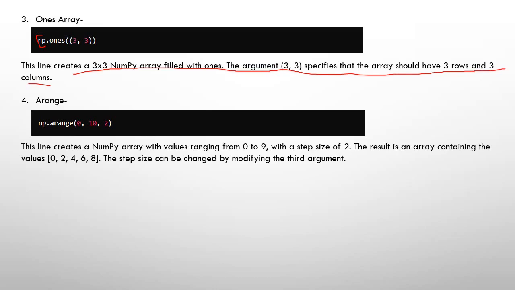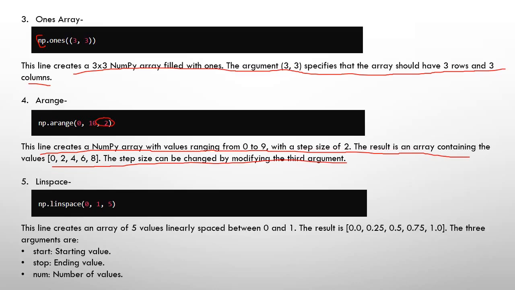Arange. The arange function creates a NumPy array with values ranging from 0 to 9 here with a step size of 2. This results in an array containing the values 0, 2, 4, 6, 8. The step size can be changed by modifying the third argument, which is 2 in this case.